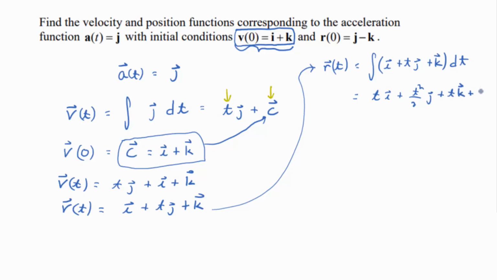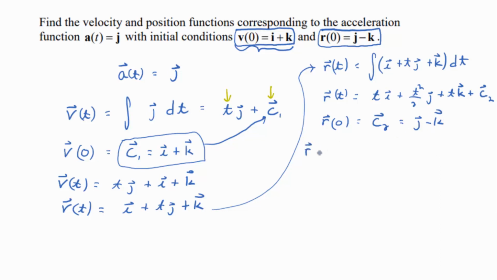plus, if you want to call this one c1, not that I really care, we could call them both c, it doesn't matter. Then you can call this one vector c2 if you want to be precise. Does everybody agree with that? And that's r of t. Now, what would we get if we plugged in r of 0? We'd get c2, and then we know from our initial condition up here, we could set that equal to j minus k.